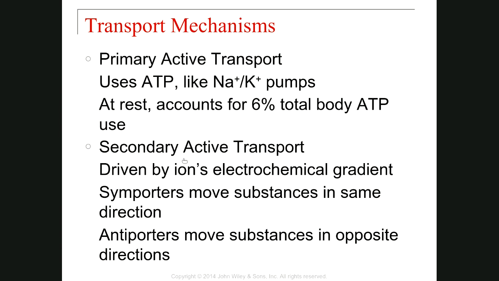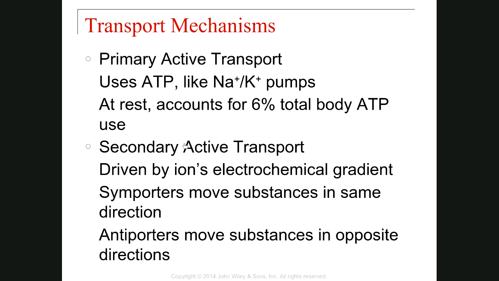In primary active transport, which we have for the sodium potassium pump, we use one ATP, and by using this ATP, we can move 3 sodium ions out of the cell and 2 potassium ions into the cell. At rest, about 6% of our total body ATP is used for this pump. And the other type of transport is called secondary active transport.